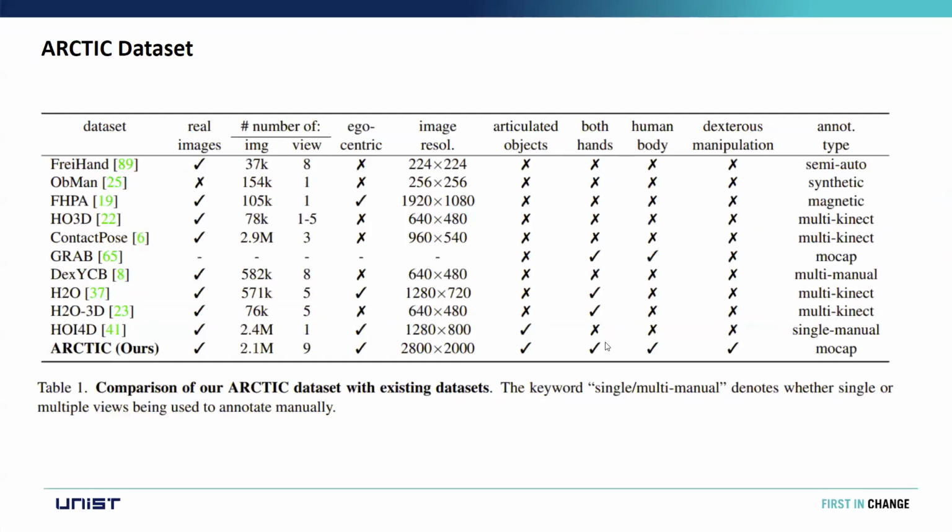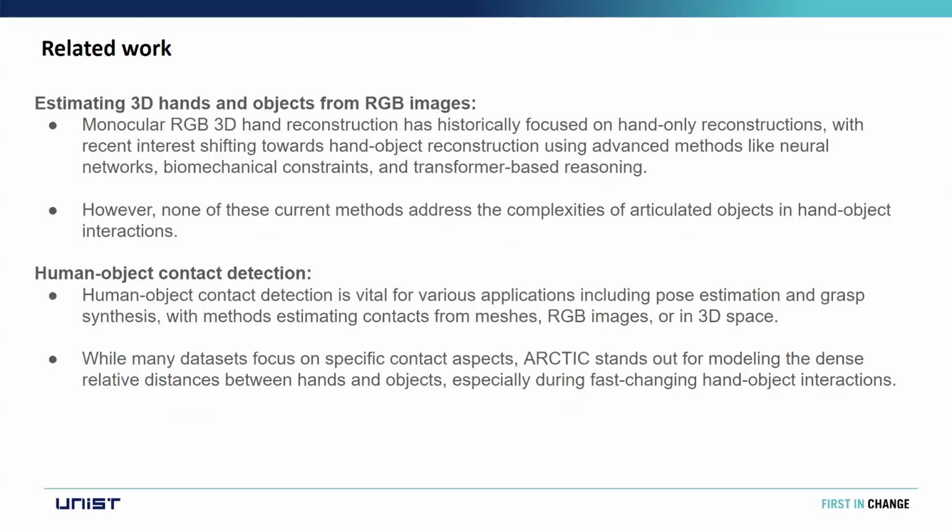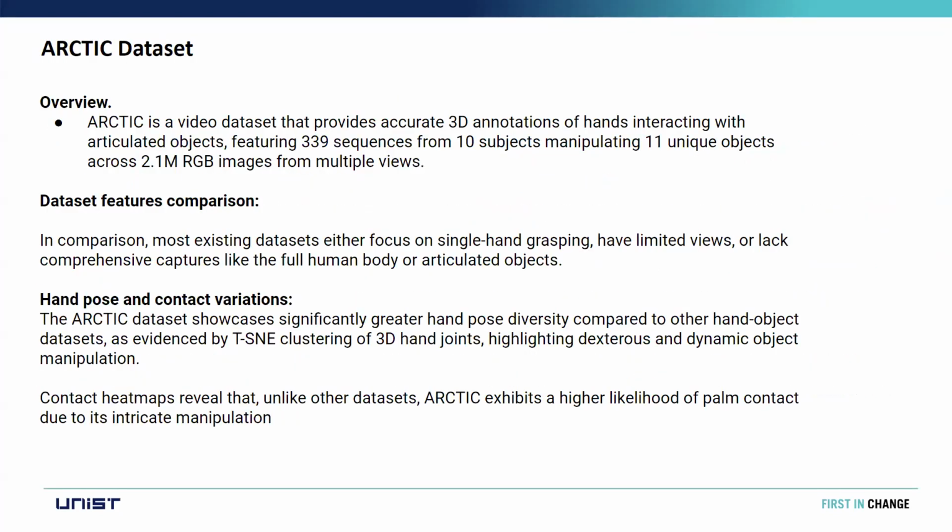So this is the comparison. Now let's see how they define the ARCTIC dataset. ARCTIC is a video dataset that contains accurate 3D annotation of hands interacting with articulated objects. It has 2.1 million RGB images from multiple views. They use 10 subjects and 11 unique objects for capturing the videos of each image.